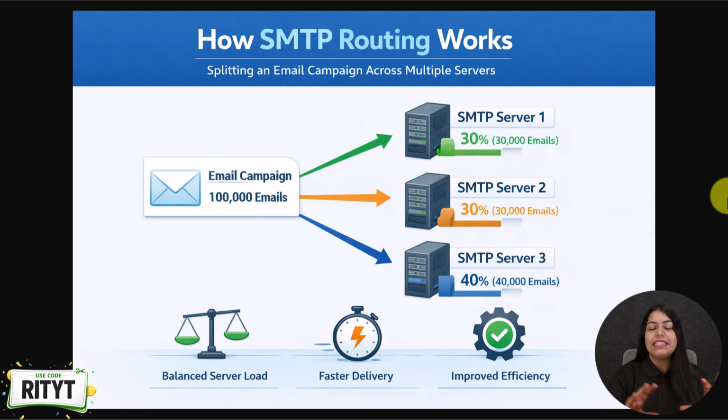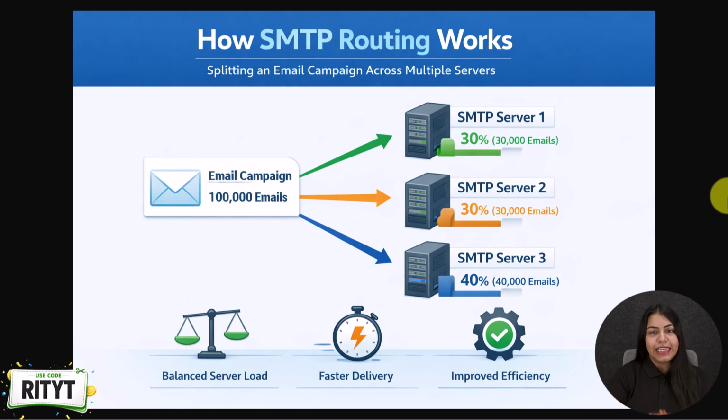Another important benefit of SMTP routing is testing deliverability performance. Sometimes different SMTP providers give different results. For example, one provider might give you better inbox placement or open rates compared to another. So by splitting your campaigns across multiple SMTP providers, you can experiment and see which delivery server performs better. Based on the results, you can later decide which SMTP provider works best for your campaigns.